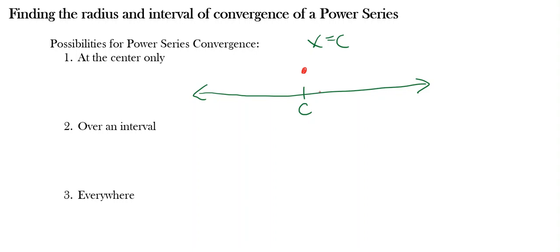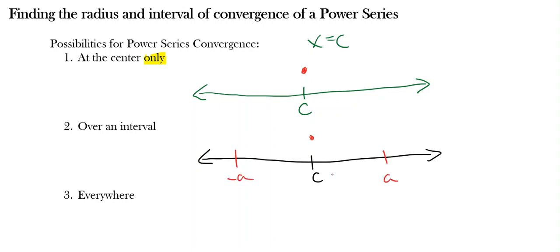Now, every power series will converge at its center. Some will only converge at the center. Some power series, however, will converge over an interval. So we have C, and of course it converges at C, but it also converges over an interval, let's call it plus or minus A. So from C to A and from C to negative A. This distance right here between C and A is the radius of convergence.